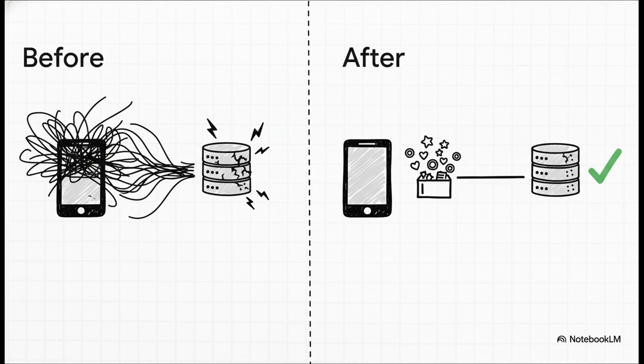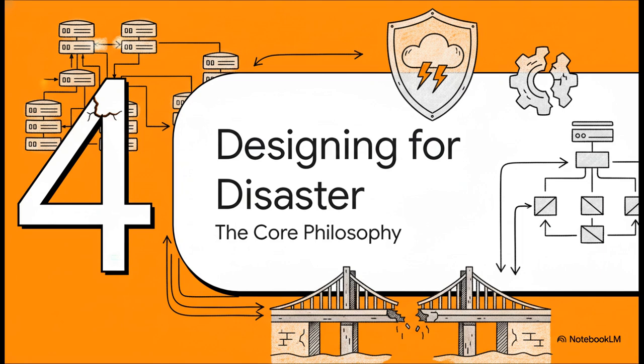The solution was actually simple, but totally brilliant. They just bundled all the images into a single file. This one change dropped the traffic from 10 million requests per second all the way down to just 100,000. Incredible. This whole sticker incident really highlights the core philosophy you need to operate at this kind of scale. It's not about preventing failure. It's about anticipating it and designing a system that can handle it gracefully when it inevitably happens.